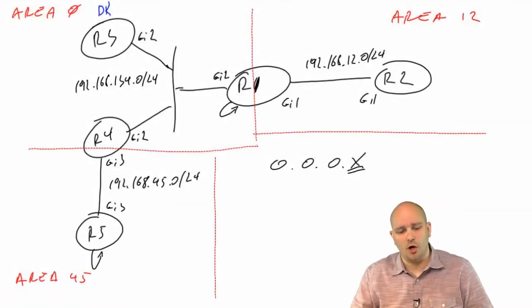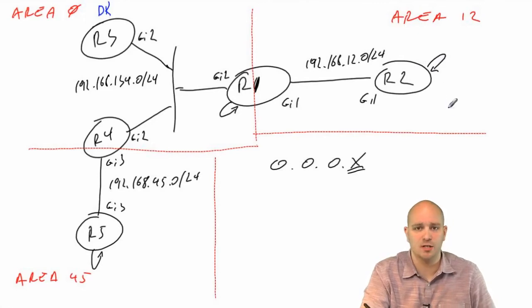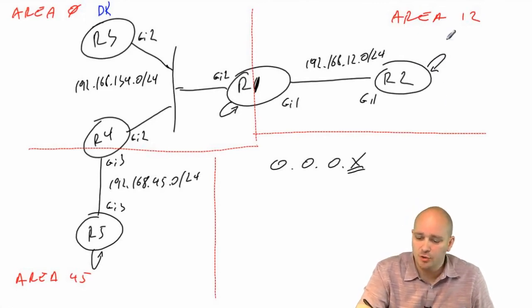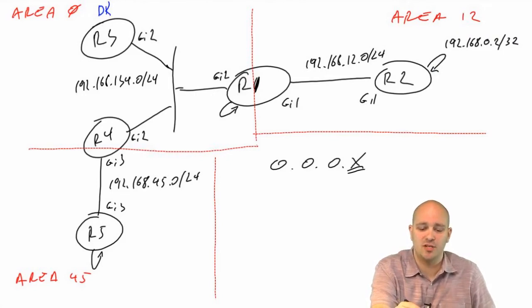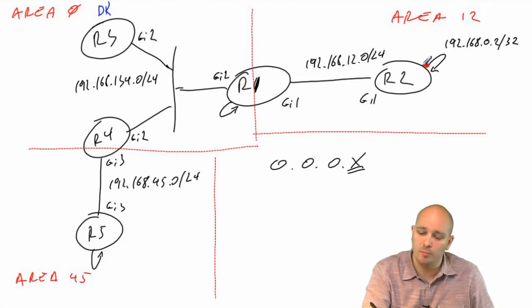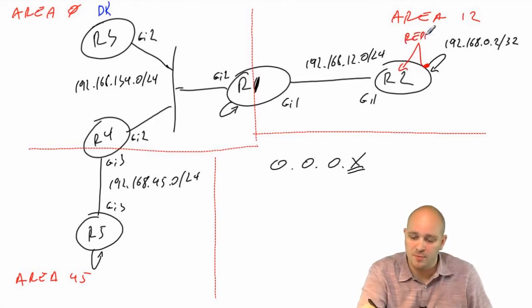Let's head back to our diagram here, and now I want to add a loopback interface on R2, and this is going to have an IP address of 192.168.0.2/32, but I don't want to advertise this into OSPF. What I want to do with this loopback is actually redistribute it into OSPF.